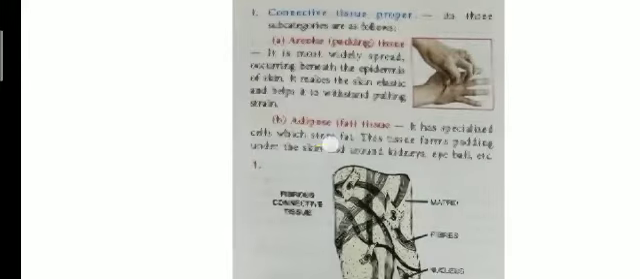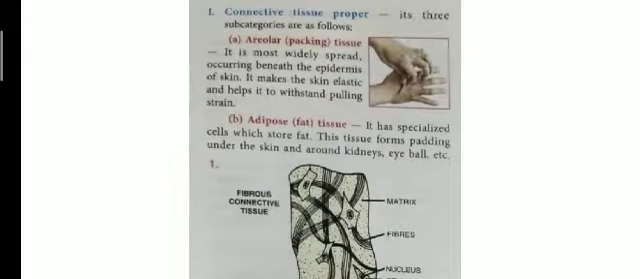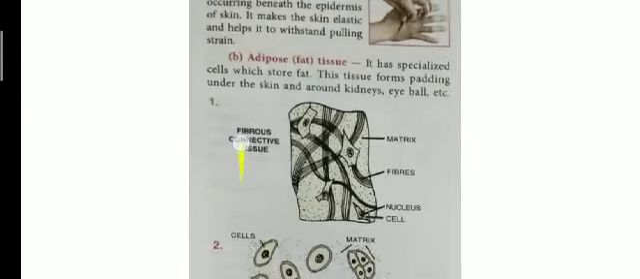Adipose is related to fat. So adipose tissue, what is the function? It stores the fat, and it acts as padding under the skin, or you can say gives insulation to our body organs. It is present under the skin, around the kidneys, and eyeballs also, where it forms a padding action.